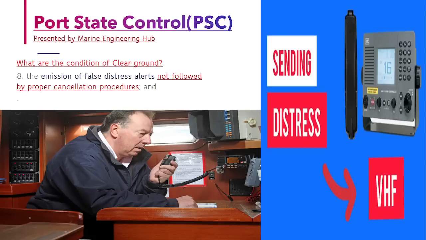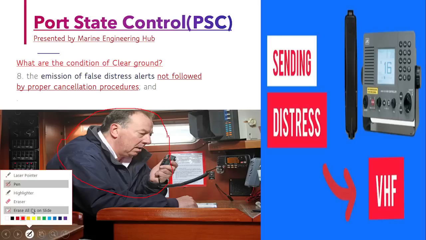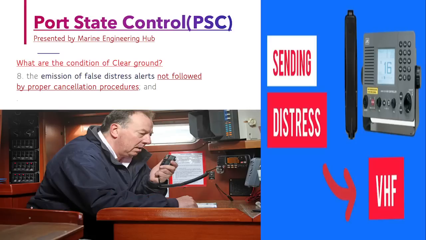If your deck officer or ship crew member has emitted a false distress alert, and they are not able to cancel it, it clearly indicates that in case of an emergency your ship crew are not up to the mark and they may endanger the ship's safety, and therefore it clearly indicates a need for a more detailed inspection.